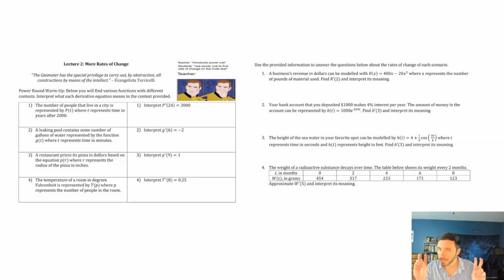We're going to call this more rates of change, which is just my fancy way of saying we can use the derivative in other contexts. This is the contextual application of differentiation, other than just particle motion.